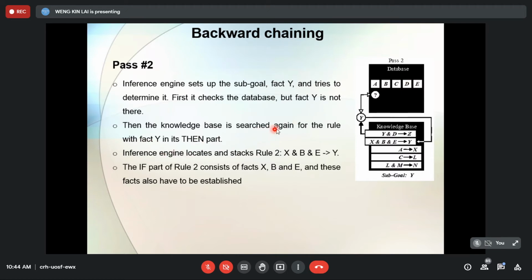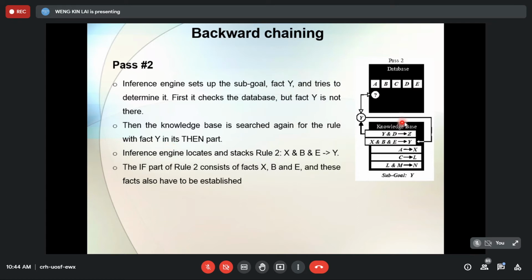Then the knowledge base is searched again. Since I cannot find Y, I will look for the rule with Y in its then part. Of course, if it happens that Y is there, you don't need to search. Then you say that it's proven, it's proof that Z is true. But in this case, I can only see D, I cannot see Y. So therefore, I will now have Y as my sub goal.